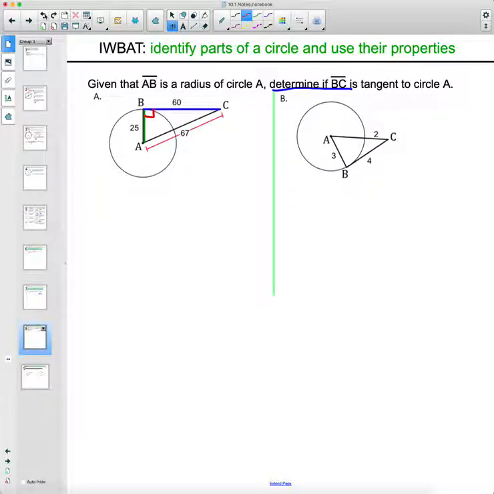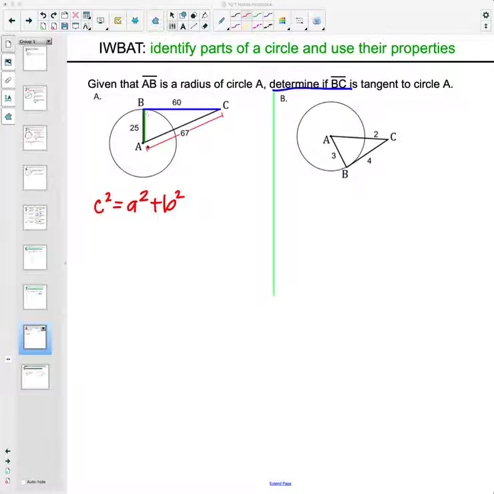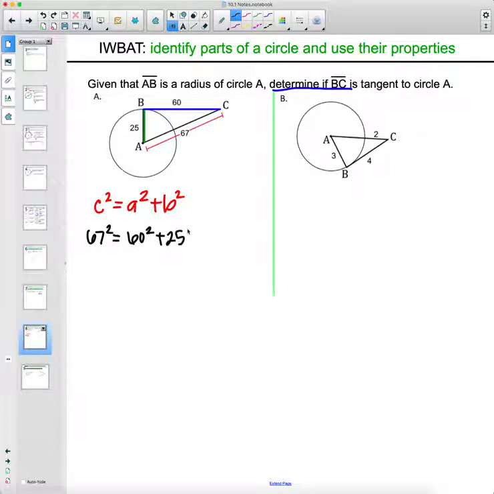So how do we know if something is a right triangle? Well, it satisfies the Pythagorean theorem. So we're going to plug those lengths in here and see if this is a right triangle. So remember, the tangent and the radius are the ones that might be perpendicular. So those are our legs. Across from the potential right angle is the hypotenuse. So when you plug these in, this one is our C value. So 67 squared versus 60 squared plus 25 squared. We're trying to see if these are equal to each other.